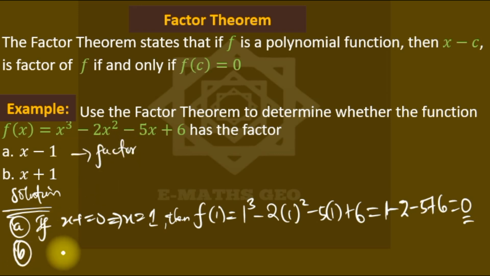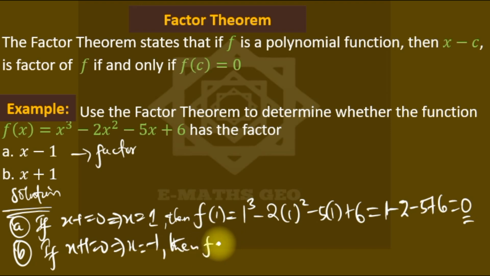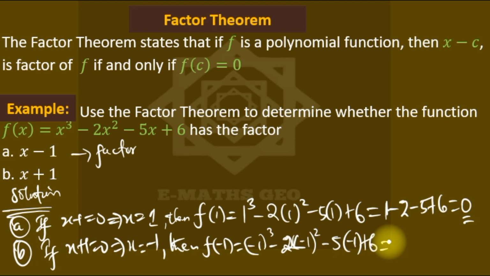So let's test the other one. If x plus 1 is 0, then x is minus 1. So if I substitute f of minus 1, let's see, minus 1 cubed minus 2 times minus 1 squared minus 5 times minus 1 plus 6. So this is minus 1 minus 2 plus 5 plus 6.